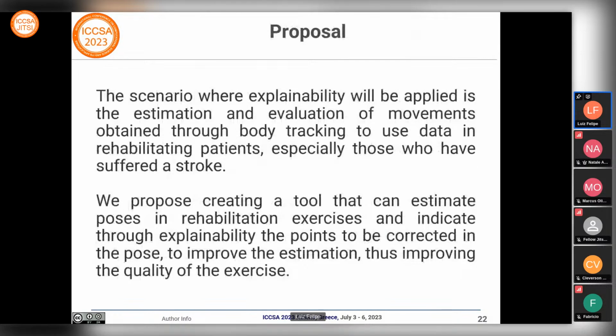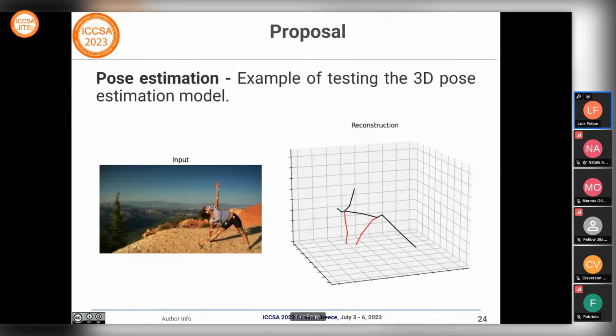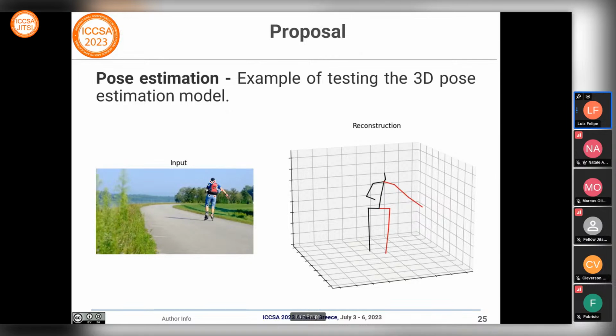The proposal is to create a pose estimation tool with explainability that can evaluate the pose, indicating the points to be corrected, improving the quality of exercises in rehabilitation scenarios, especially for post-stroke patients. Two solutions are implemented as a proof of concept. The first solution detects the points on the person's body in a video and reconstructs the pose in a three-dimensional model. Another example of the first solution.